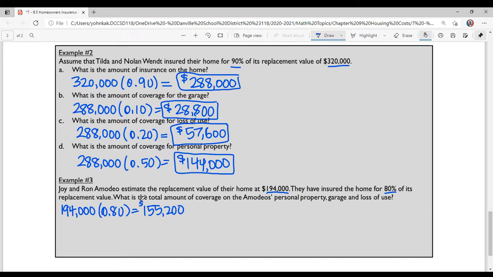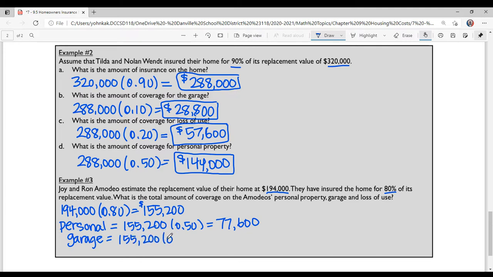$155,200 to work with. So let's find personal property first because that was listed first. We take the 155,200 and multiply it by 50%. So that gives us $77,600. Then we can find the garage that was listed second. So again, we go back to 155,200 and this time I multiply by 10%. So that's going to give us 15,520.